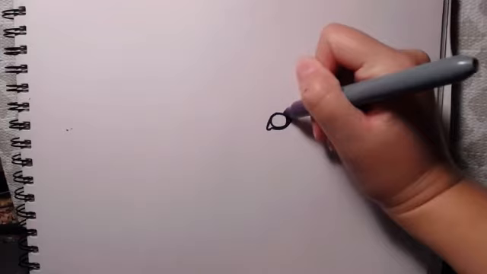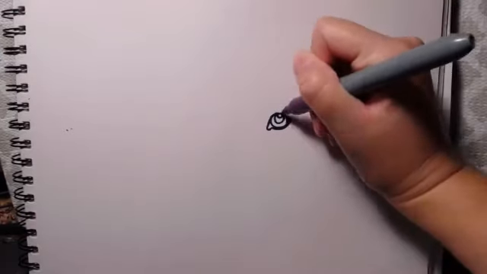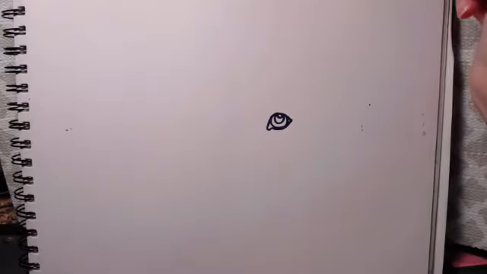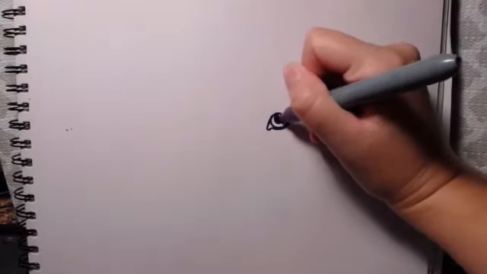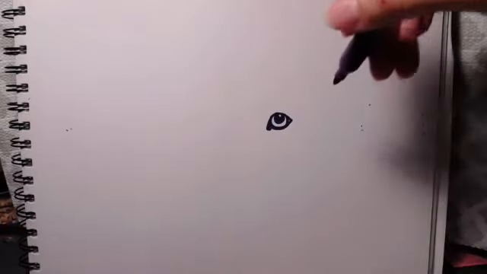And then I'm going to go ahead and make a circle on the inside and another circle, and then I'm going to make one more circle just like that. And I'm going to shade this part in, leave that white, and leave that white. So now I have one eyeball. Actually, I need to shade this black too. There we go. Now I have one eye.